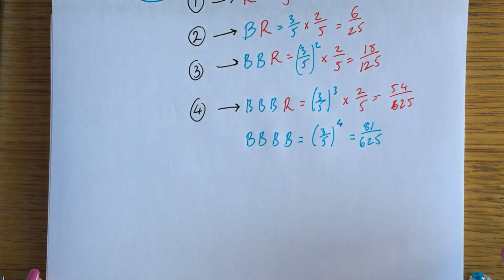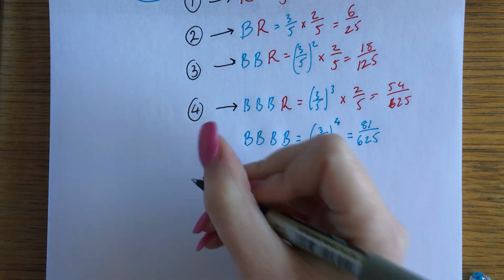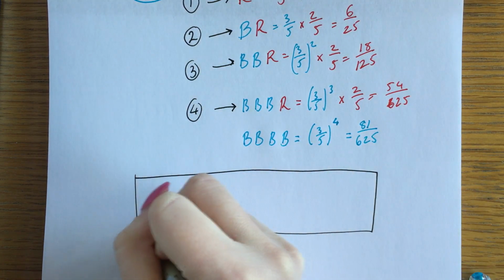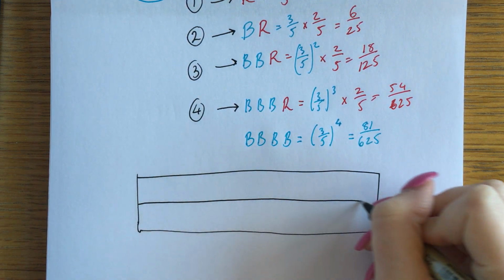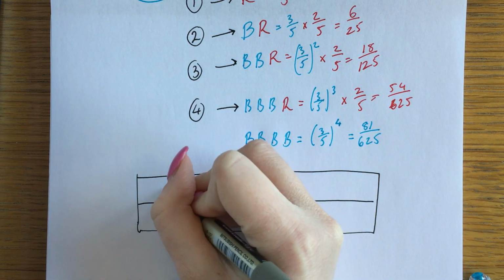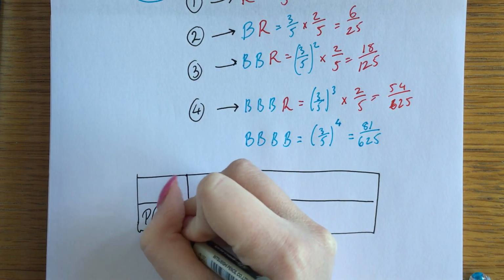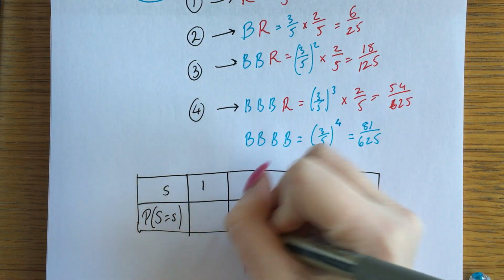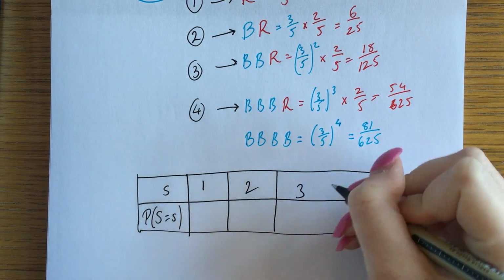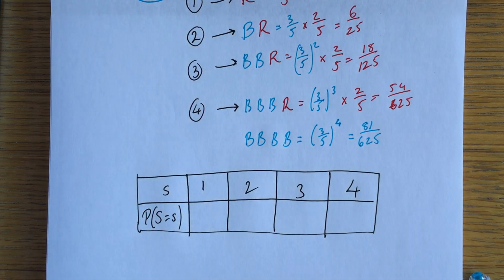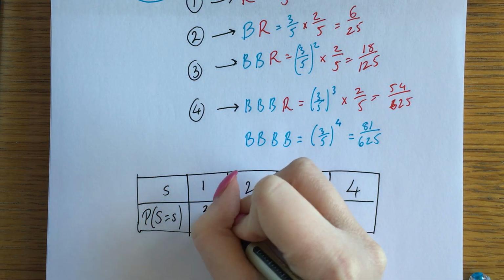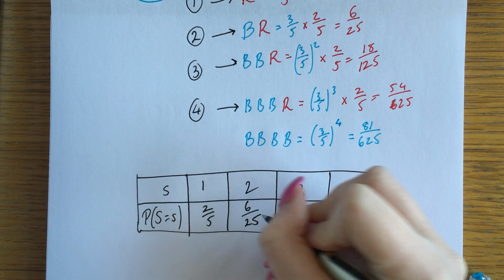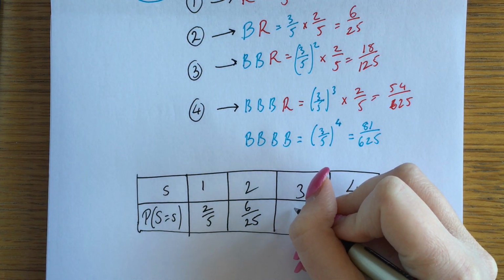Because it wants the distribution, it wants to see it either in a table or in a mass function. I generally prefer doing a table. I'm not particularly sure why, I just do. So we've either got 1 spin, 2 spins, 3 spins, or 4 spins. 1 spin is just a red, which is 2/5. 2 is blue then red, which is 6/25.